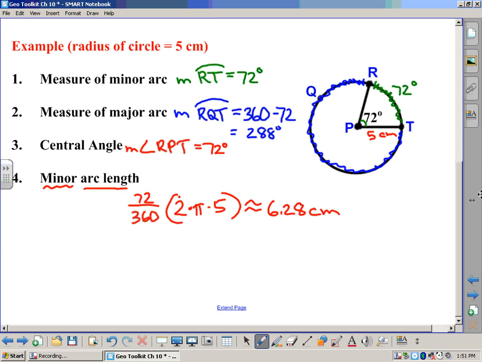So once again, just to point out, you can have your arc length, that would be actual units, so it'd be centimeters, but you can also talk about the measurement of that minor arc in degrees. So it's either 72 degrees as a measurement or as a length, 6.28 centimeters. There's actually two ways to measure that. So that's our first toolkit entry for Chapter 10.